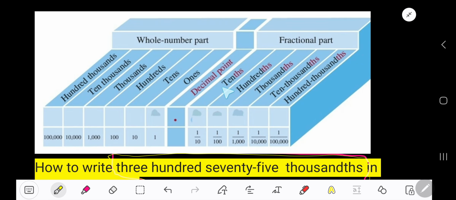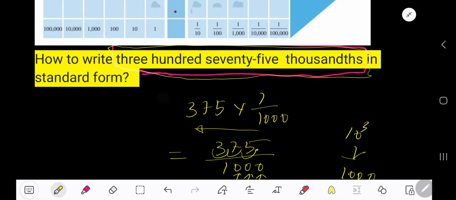Look here, after the decimal we have tenths place, hundredths place and thousandths place, right? Tenths place means 1 over 10. The value of this column is 1 over 10. Hundredths means the value of this column is 1 over 100, like this, right?